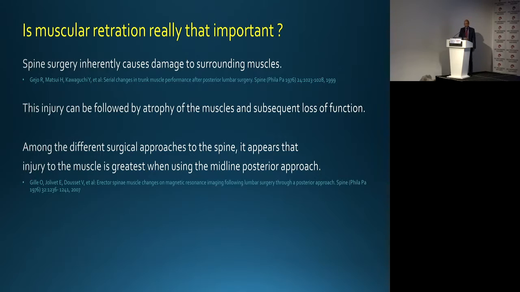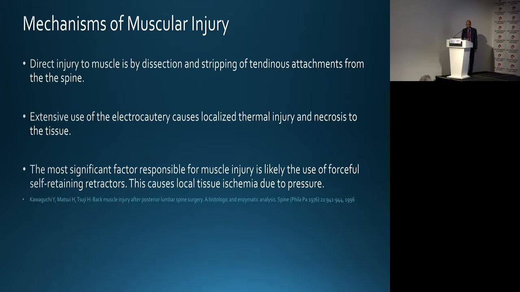So is muscular retraction really that important? Way back, this study from 1999 showed spine surgery causes damage to surrounding muscle. Injury can be followed by atrophy of the muscle. And among the different surgical approaches, it appears that incision in the midline and separation through big retractors causes more problems than anything else.